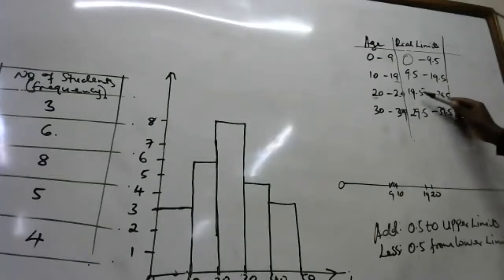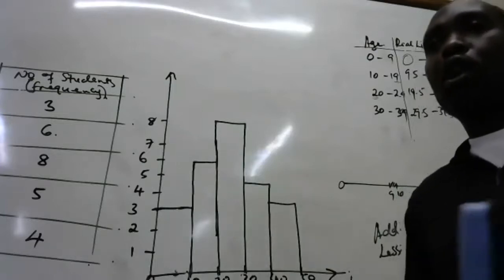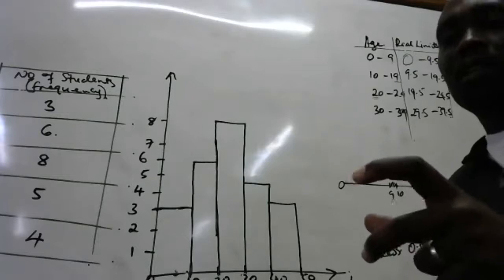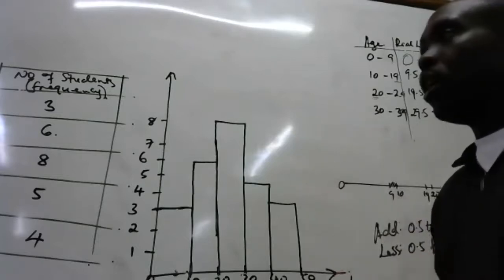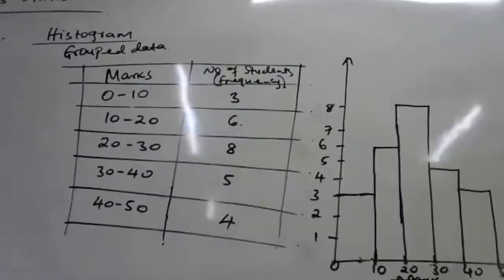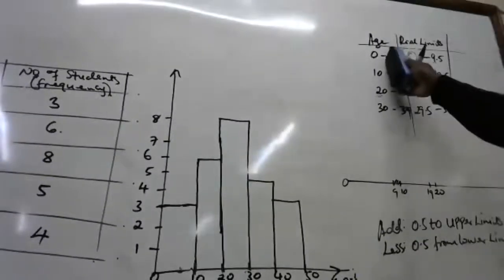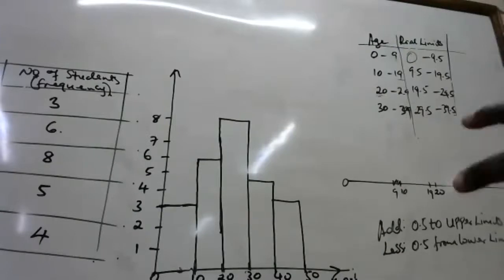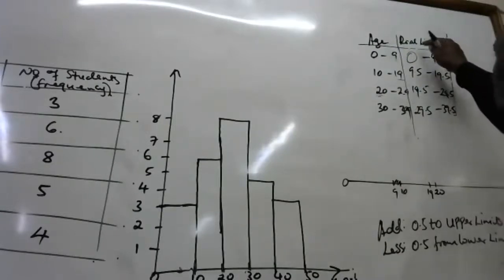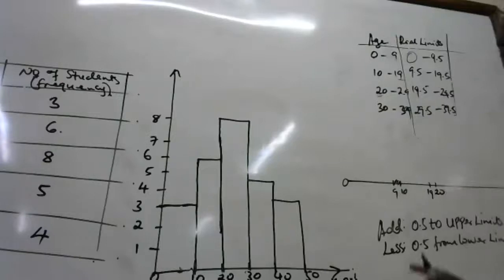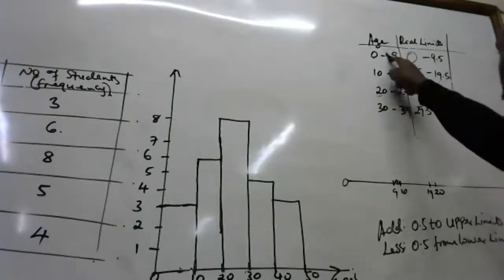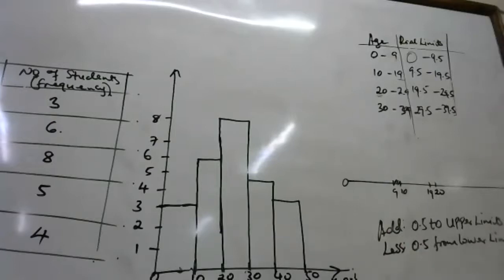Where this one ends is where this one starts from, and where this one ends is where this one starts from. And if now you draw your histogram, it is going to be joined together. So you need to be very observant of the data that has been provided to you. If the data is like this, then you don't have to do anything, you just go. But if your data has gaps, like we have here, you need to make them continuous by getting what you call the real limits. Real limits are obtained by adding 0.5 to the upper limit and subtracting 0.5 from the lower limit.